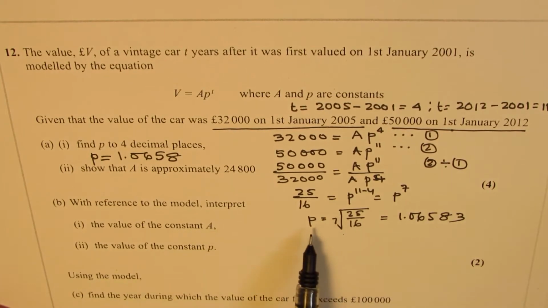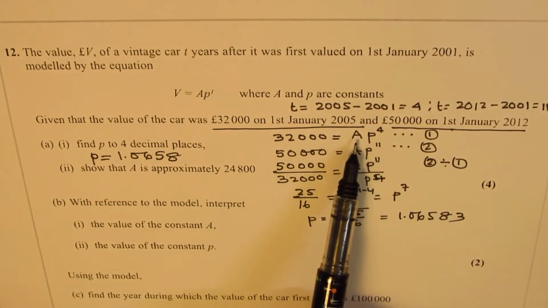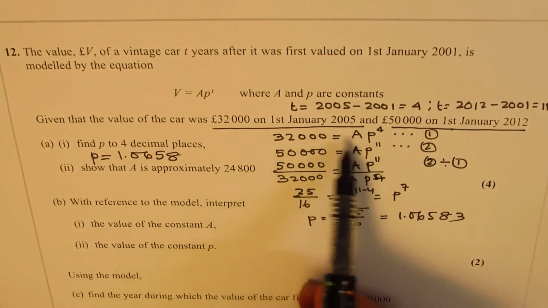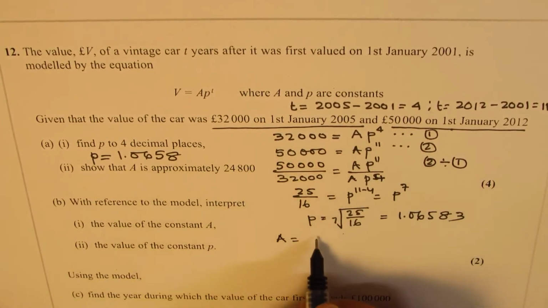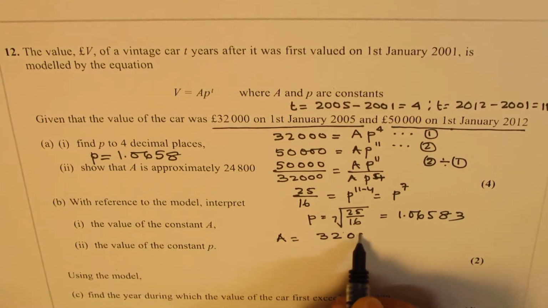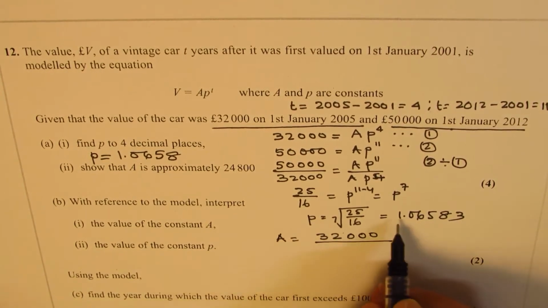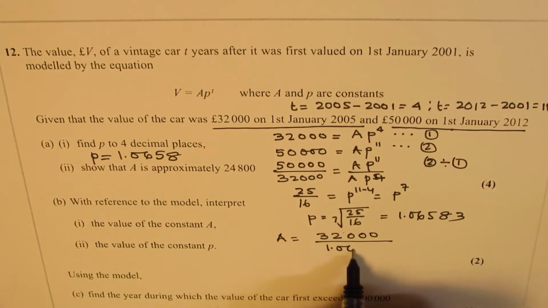Okay. Now once we find the value of P, we can also find the value of A. So you can use any one of these equations. We can say A is equal to, from the first equation, 32,000 divided by the value of P, which is 1.0658 to the power of 4.